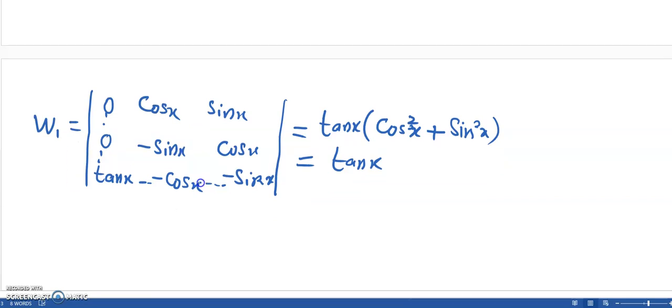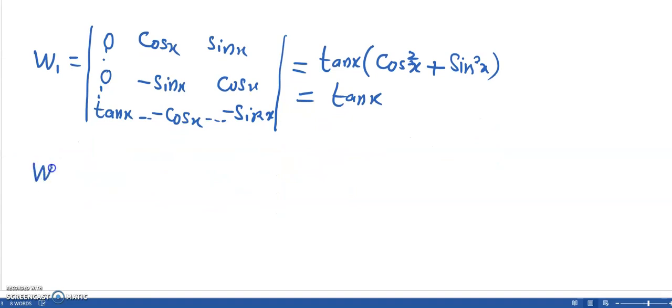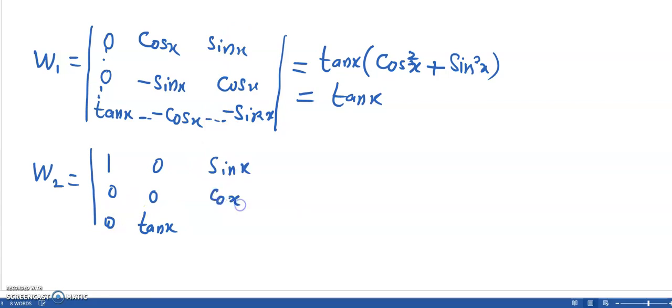How about W2? So W2 is then 1 0 0, so it is even simpler actually. So it will be 0 0. There are so many zeros, so the determination of this determinant becomes even easier. So 0 0 tangent x, and then it will be sine x, cosine x, and then minus sine x. So how will we find it? Well, we can focus from here.